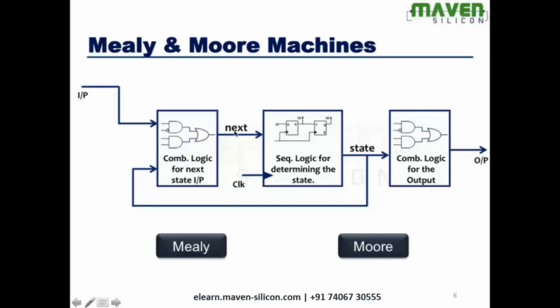Now, let's look at the difference between Mealy and Moore. In the case of Moore, the output depends on only the current state. Look at this combinational logic. It always samples the current state, and based on the state, it produces the output. But in the case of Mealy, this is the major difference. The output depends on both input and current state.